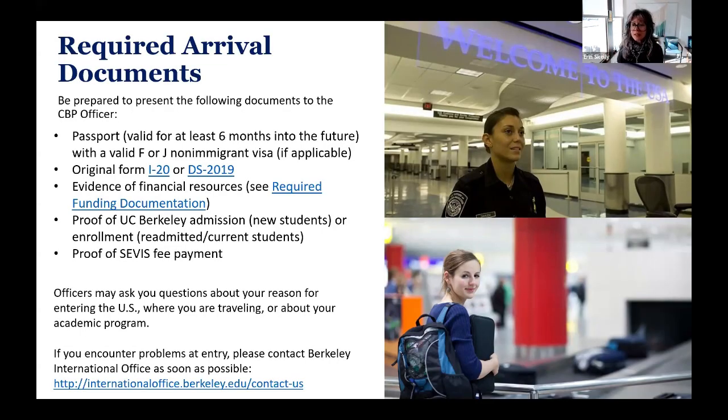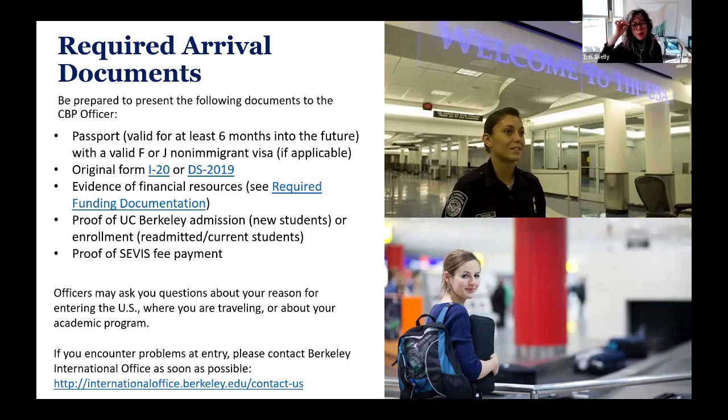And that should be recent financial resources. Proof of your UC Berkeley admission if you're a new student, or your enrollment if you're a readmitted or a current student. Proof of your CVIS fee payment printed out. Again, all these things need to be paper documents that you can show to a border officer. You don't want to just hand them your phone.